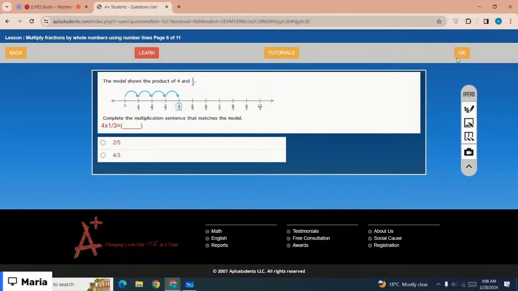The model shows the product of 4 and 1 over 3. So complete the multiplication sentence that matches the model. So which is the correct option?